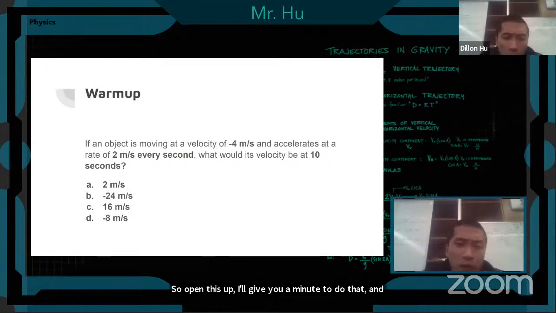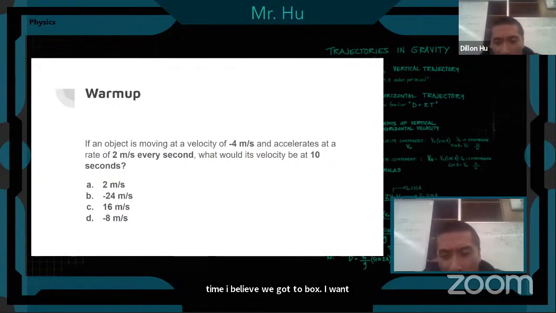So last time, I believe we got to box, I want to say box F. So we are going to try to do the rest of them today. So we'll see. Hopefully I can get through the rest of them today.